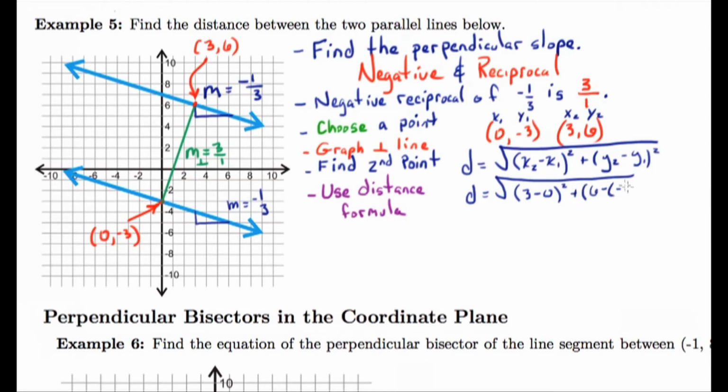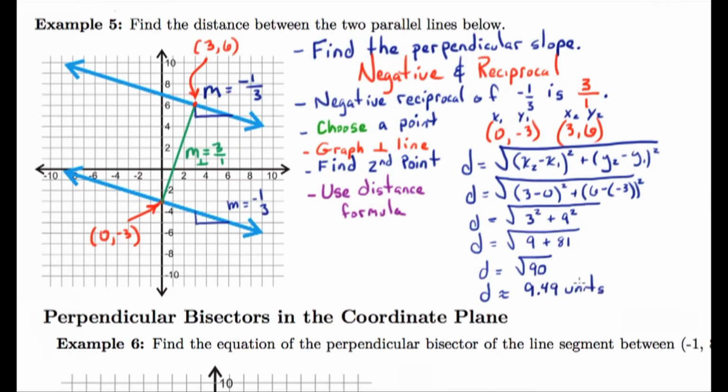And there are infinite numbers of points to use for this to find the distance between the two. Again, I prefer to try to find one that has a 0 if I can for one of the coordinates, just to simplify the calculation.